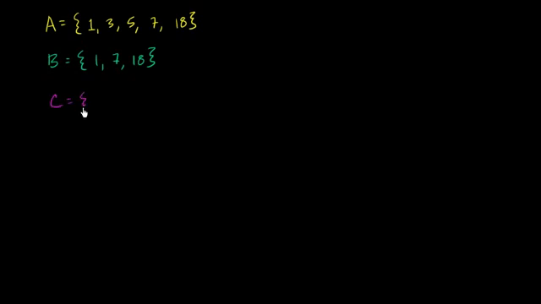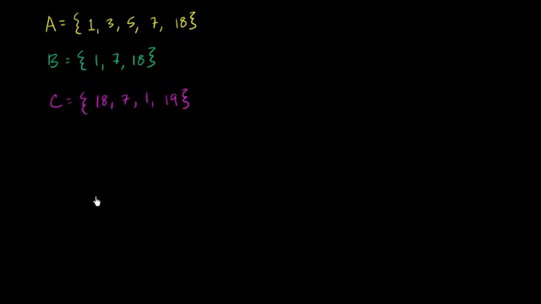Let's define ourselves some sets. So let's say the set A is composed of the numbers 1, 3, 5, 7, and 18. Let's say that the set B is composed of 1, 7, and 18. And let's say that the set C is composed of 18, 7, 1, and 19.